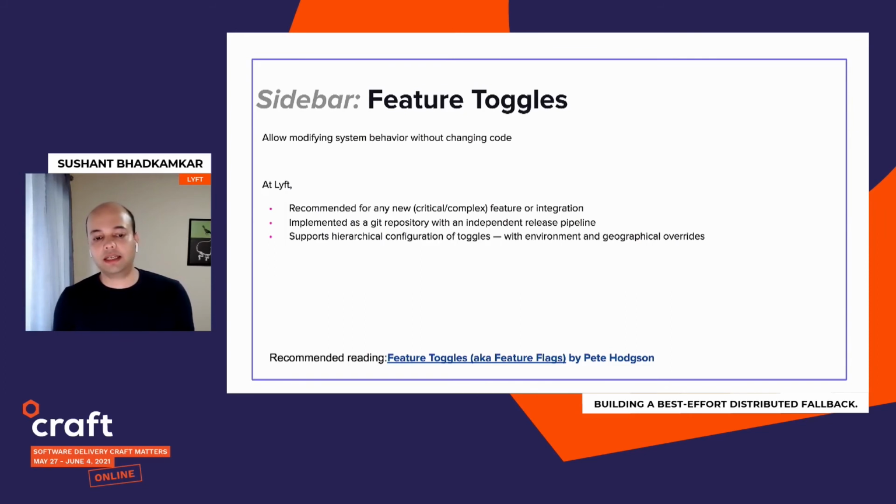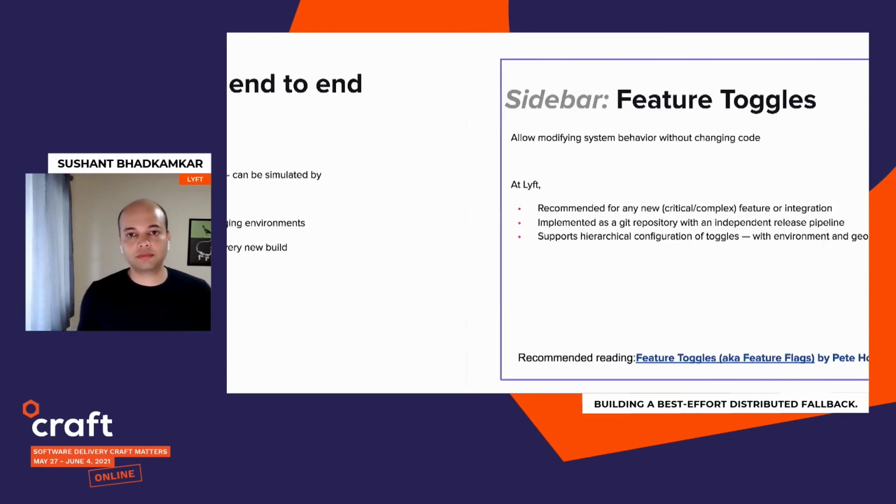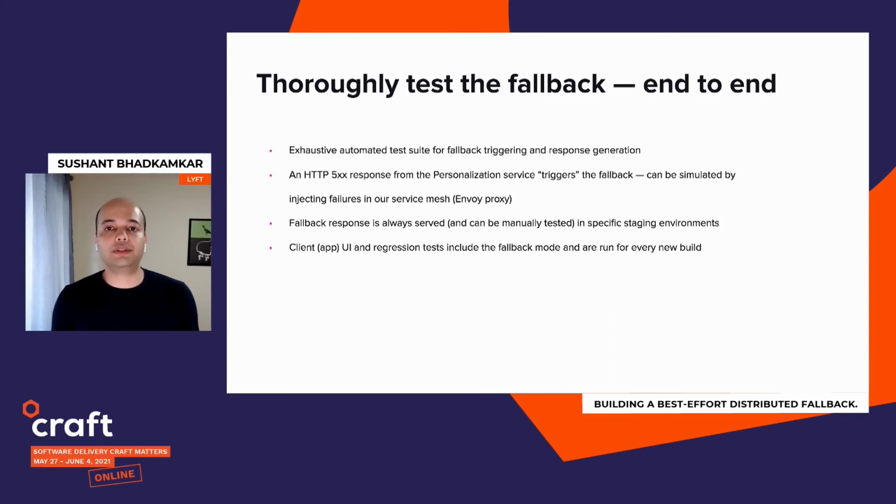So yeah, I've added an article on feature toggles, which goes into much more detail about how you can implement them and the different types of toggles that you can have. Then, you obviously need to thoroughly test the fallback end to end. Like I mentioned, we have exhaustive automated tests for testing the triggering mechanism. We have tests for testing that the fallback response that gets generated in the gateway is always valid. And then we can inject failures in our service mesh and manually test that it's getting triggered as expected.